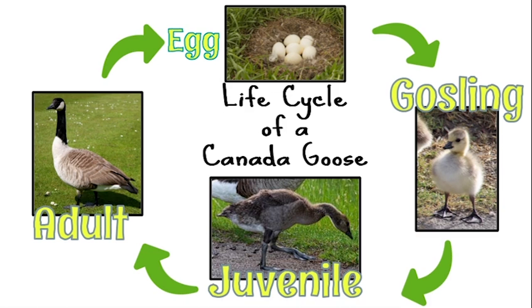The juvenile will continue to grow and become an adult goose. You can see its long black neck and brown feathers. The adult female goose will then lay an egg, and the cycle will repeat itself.